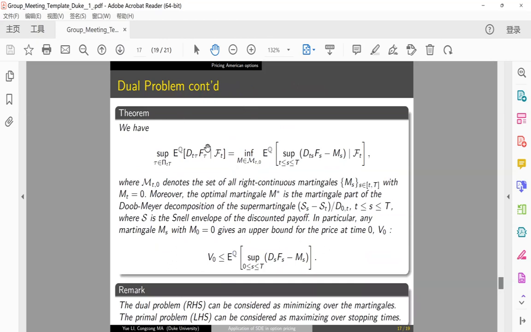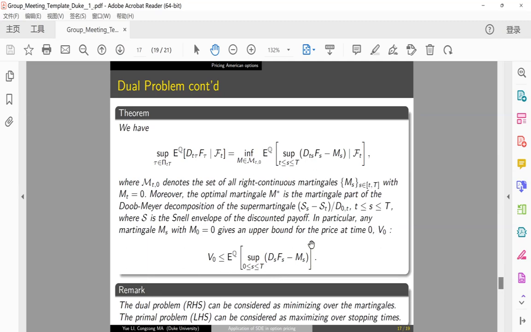formally formulated. Then M_0 denotes the set of all right-continuous martingales with M_0 equal to 0. It satisfies this equality, so that the right-hand side can be considered as minimizing over all the martingales M, and we try to find the optimal martingale M star. And the left-hand side is the primal problem, which can be considered as maximizing over all stopping times tau. So this optimal martingale M star is the martingale part of the Doob-Meyer decomposition of this supermartingale, which is the Snell envelope of this discounted factor.